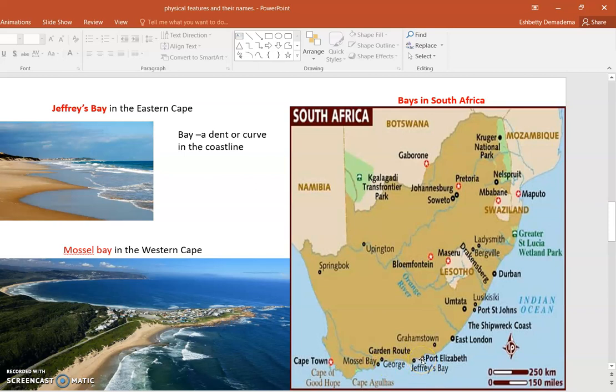So next time when you play, for example, Monopoly, and you get to Kemps Bay, which is somewhere here, Kemps Bay is a feature on the game Monopoly, and every time you just buy this, you must know what you're buying. Next time you play that game and you land on Kemps Bay and you want to buy that property, you are actually buying that dent or that curve into the coastline.